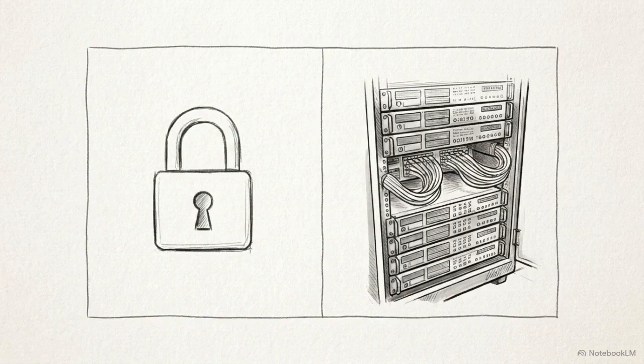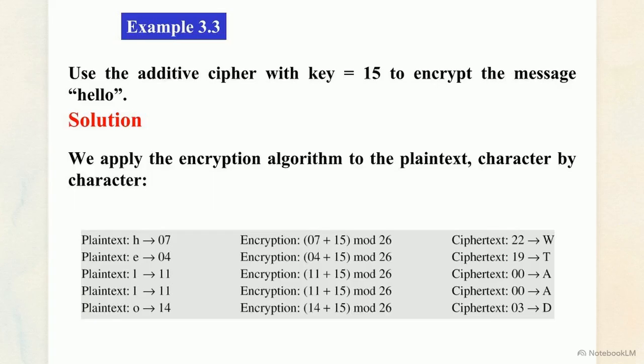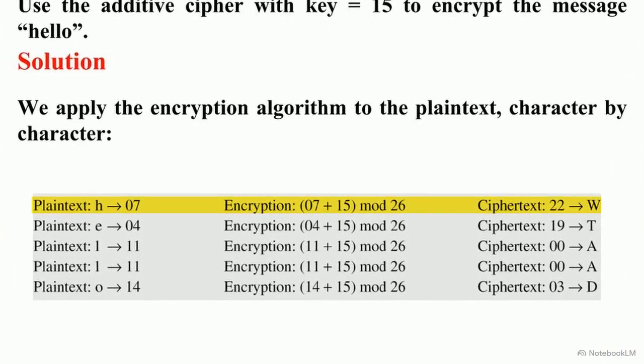Let's set up our comparison matrix, weighing classic additive ciphers on the left against modern security architecture on the right. We start with the first goal, confidentiality. This table shows a classic cipher in action. We take the plain text word hello and apply a shared key of 15. The math converts the H and E into W and T.